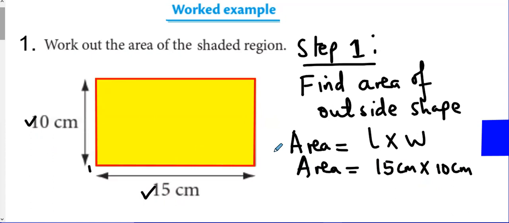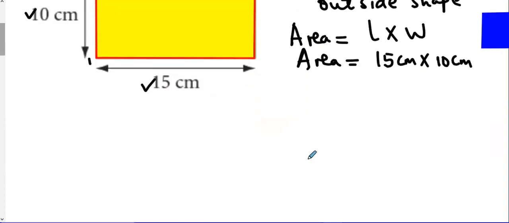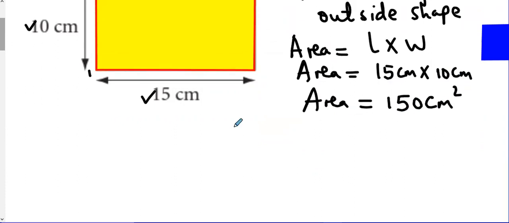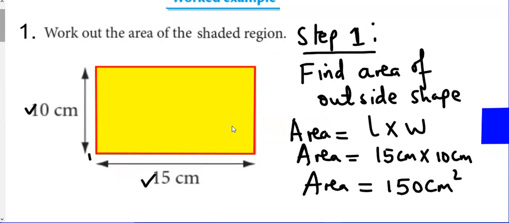So to work out the area of the shaded shape, we have a few steps to follow. Step number one is to find the area of the outside shape. And the outside shape here is a rectangle, and the rectangle uses the formula of length times width when you are looking for the area. If you multiply that, you get area equals 15 centimeters times 10 centimeters. This makes 150 centimeters squared. So that's the area of the outside shape.